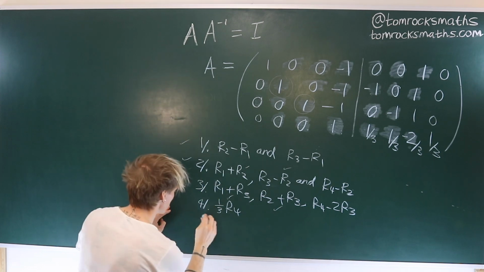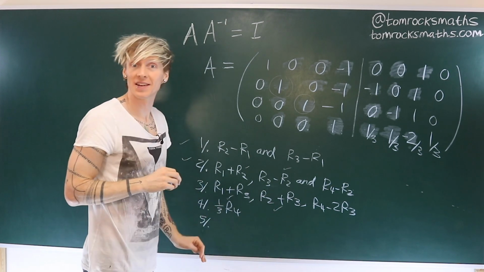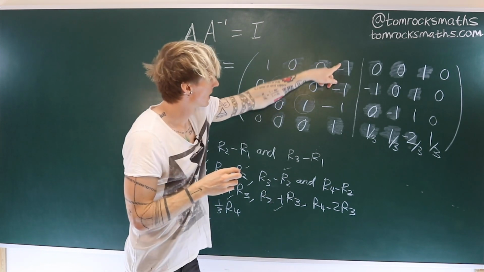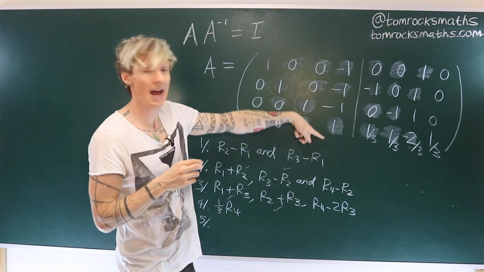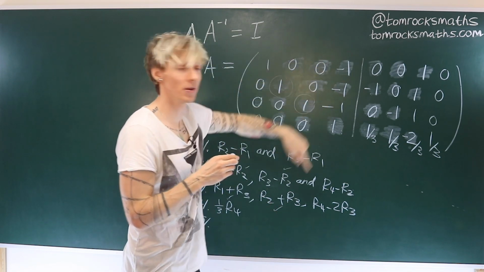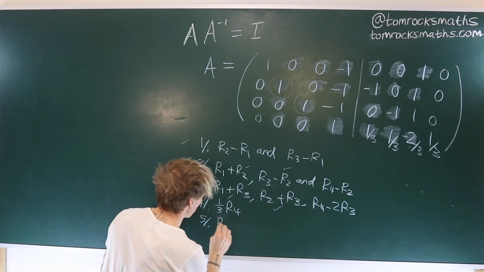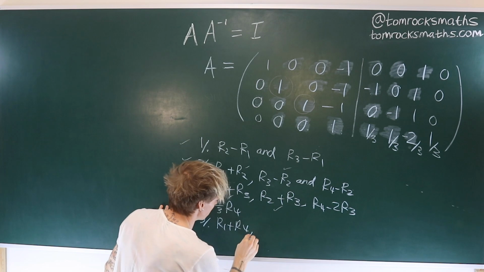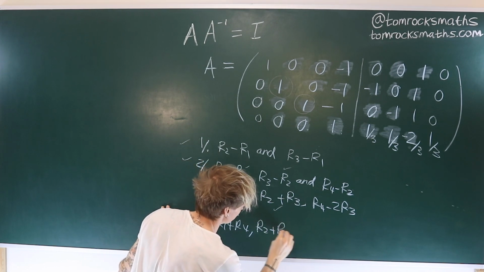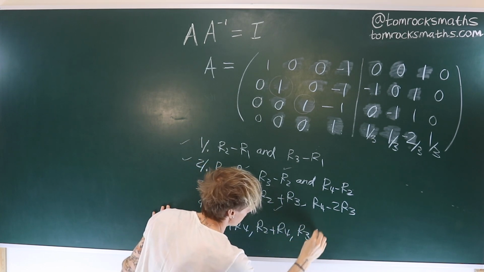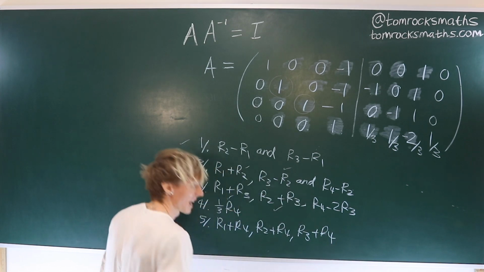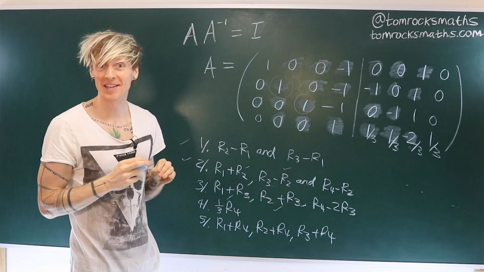And then our final set of EROs is just to get these to all become 0. So I just need to add row 4 to row 1, row 2, and row 3, and then we've got the identity. So I need to do row 1 plus row 4, row 2 plus row 4, and row 3 plus row 4. And fingers crossed, that will give me the identity.